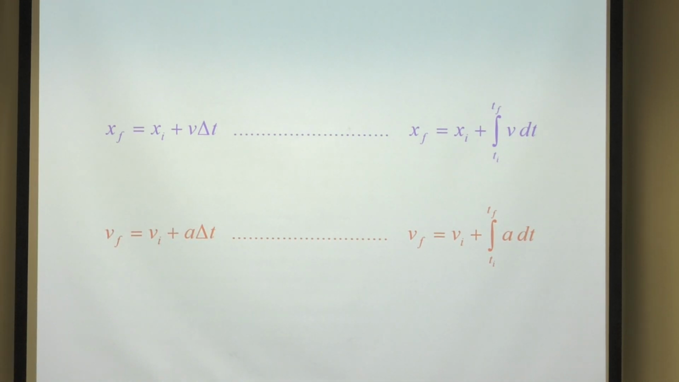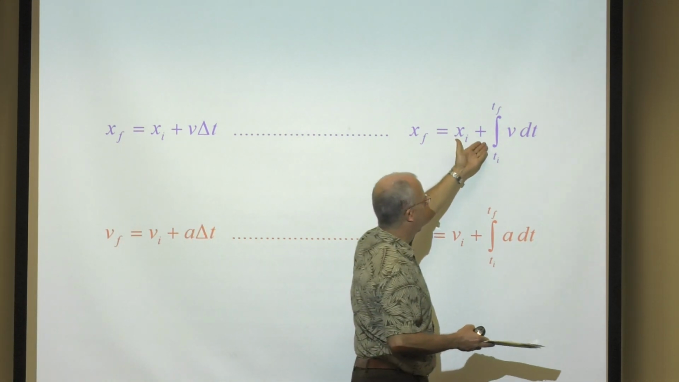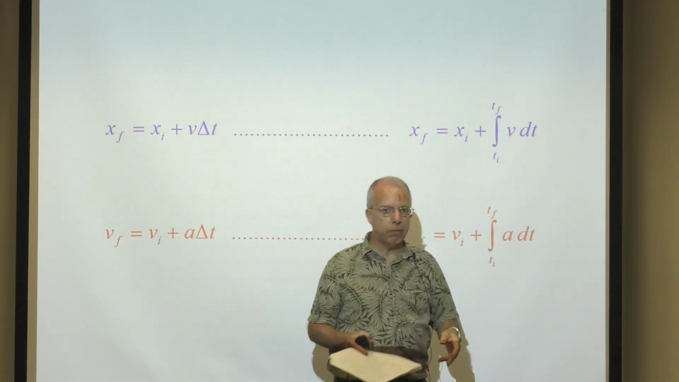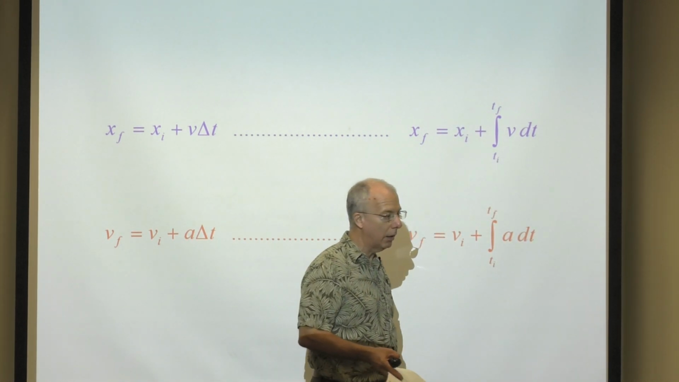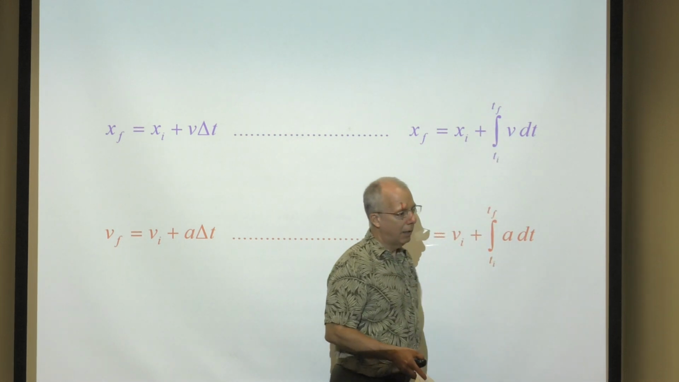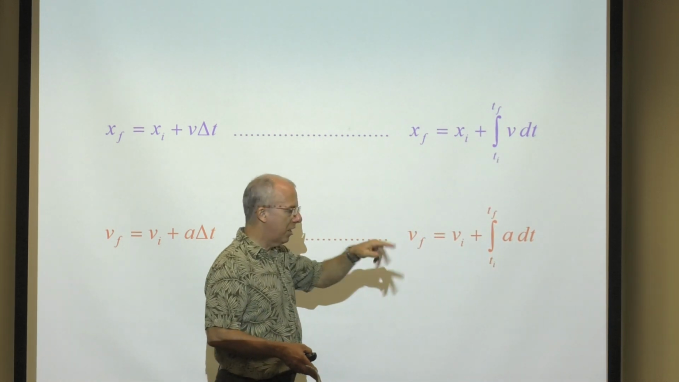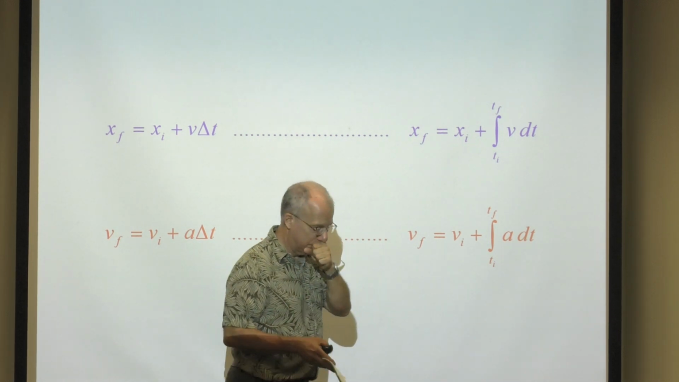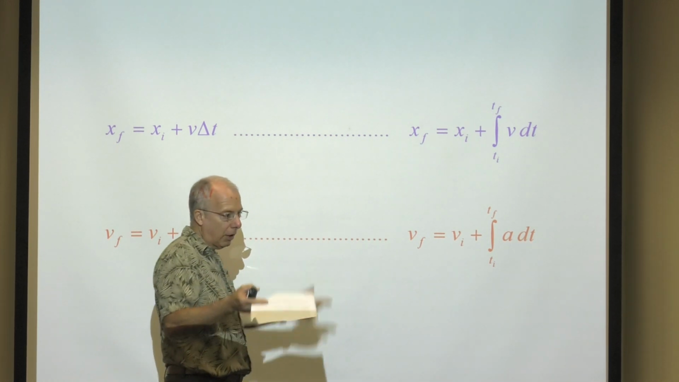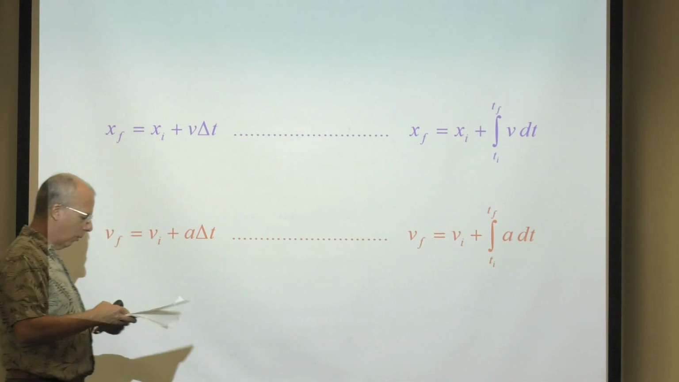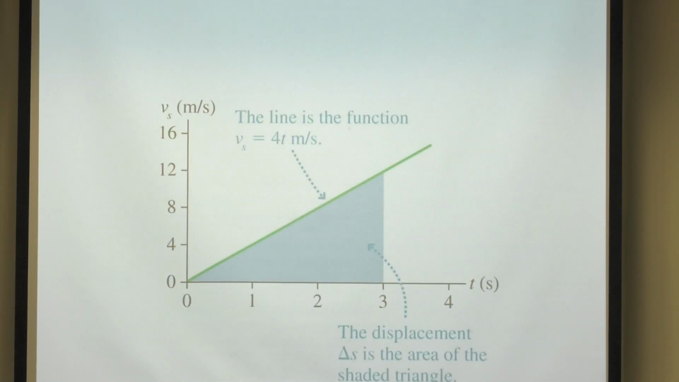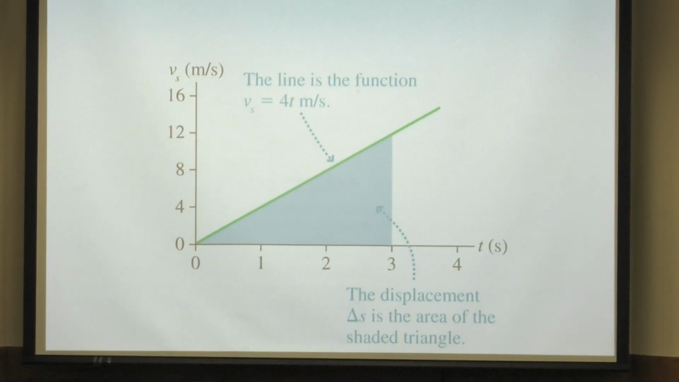All right, now, how do you use this formula or this formula? Well, if this velocity is some nice, easy function to integrate, like you learned in calculus, you just do it, right? On the other hand, if it's simple, like finding the area under the curve for a triangle or a rectangle, you just find the area under the curve. Whatever works, okay? So here's an example.